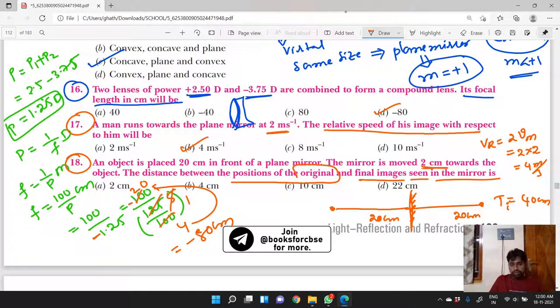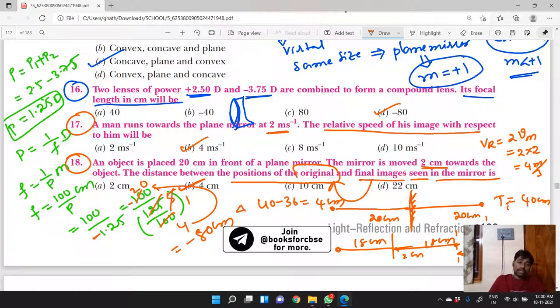But later what happened? The mirror moves 2 centimeters forward. So object distance will become 18 centimeter. Image also forms inside at 18 centimeters. So how much distance is there between the original and final, means final becomes 36, 18 plus 18. So the difference between them is nothing but 4 centimeters. Okay, so the difference is the answer, they asked between the original and the final. The difference is nothing but we can say 40 minus 36 is equal to 4 centimeters. So delta d, or you can take the distance as S.